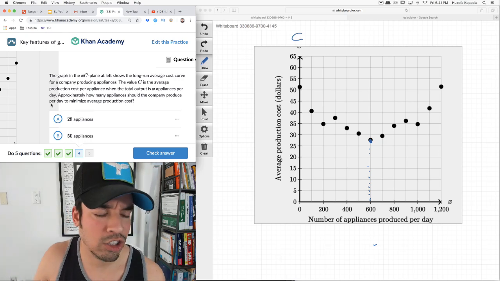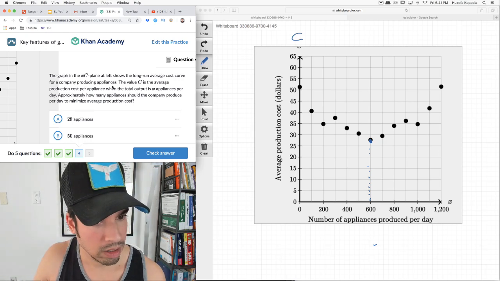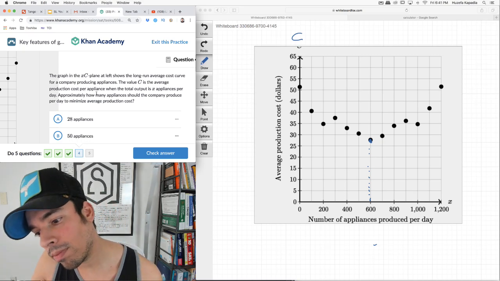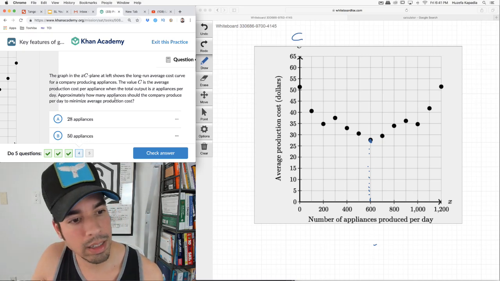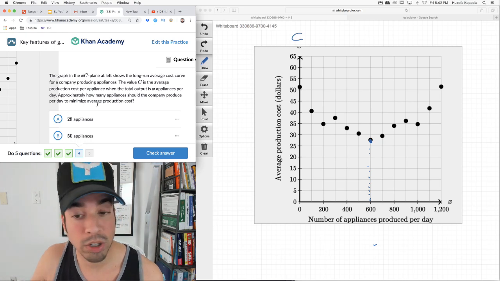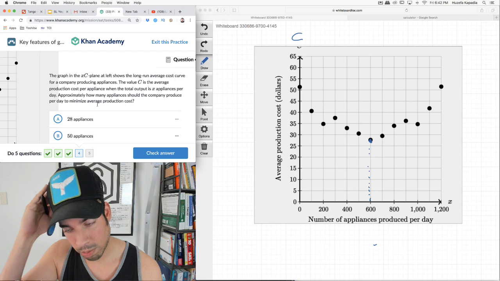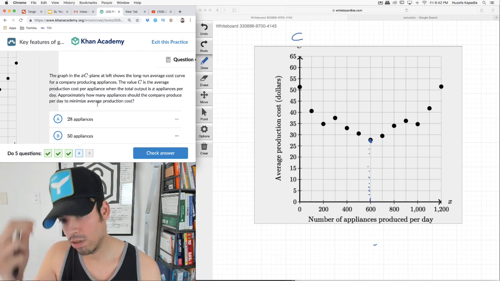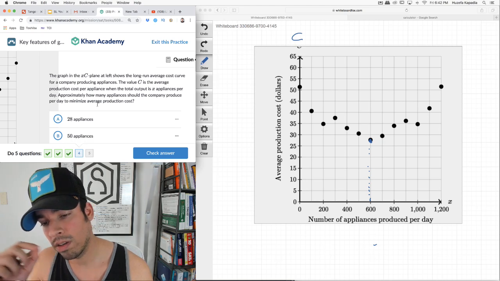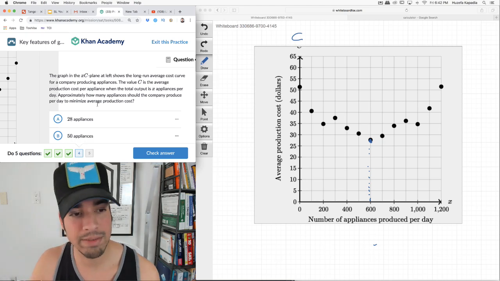See how they kind of changed the language and they're like, C is the average production cost per appliance. And then they say, how many appliances should the company produce to minimize average production cost, not average production cost per appliance. It'd be too hard if what I'm saying is true.